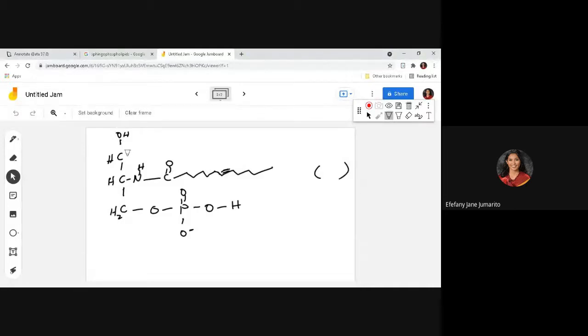Then your sphingosine is CH, double bond, CH. It's a very large molecule. It's a very large molecule. You write up to the twelfth carbon. Then you have your CH3. You will write CH3, CH3, CH3, CH3. Okay, so this one is your sphingophospholipid.